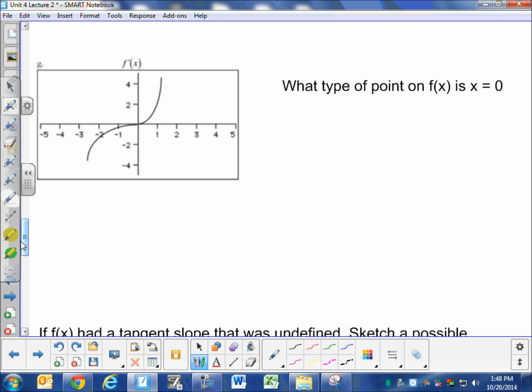Let's look at this one. What type of point on f is x equals 0? So we're given the graph of f prime again. I see that at 0, my derivative values go from negative to positive. Negative derivative values, positive derivative values. So we go from negative to positive. That is a min, a relative minimum.